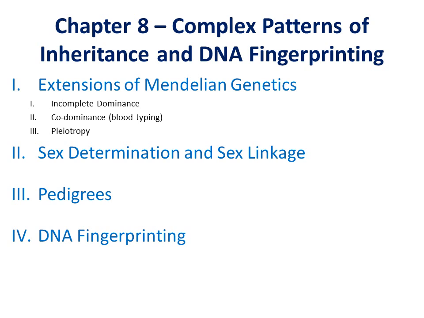We are now beginning Chapter 8 of the Belk et al. text called Complex Patterns of Inheritance and DNA Fingerprinting. The first section of the book, which includes this portion of the lecture, is Extensions of Mendelian Genetics. We'll talk about incomplete dominance, codominance, and pleiotropy. The next series of lectures will cover sex determination and sex linkage, pedigree analysis, as well as DNA fingerprinting.